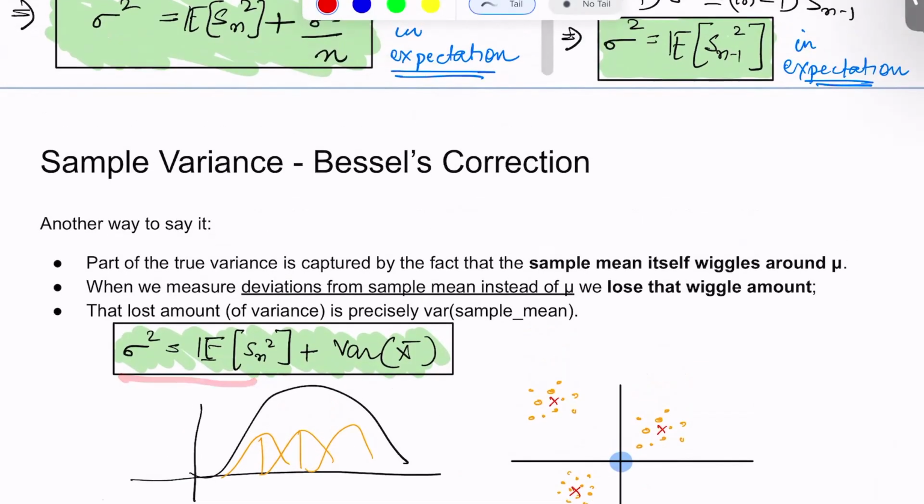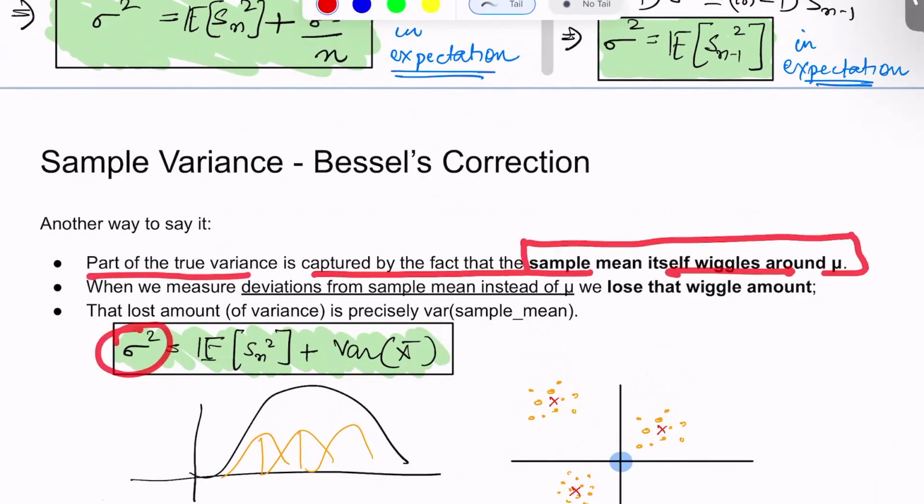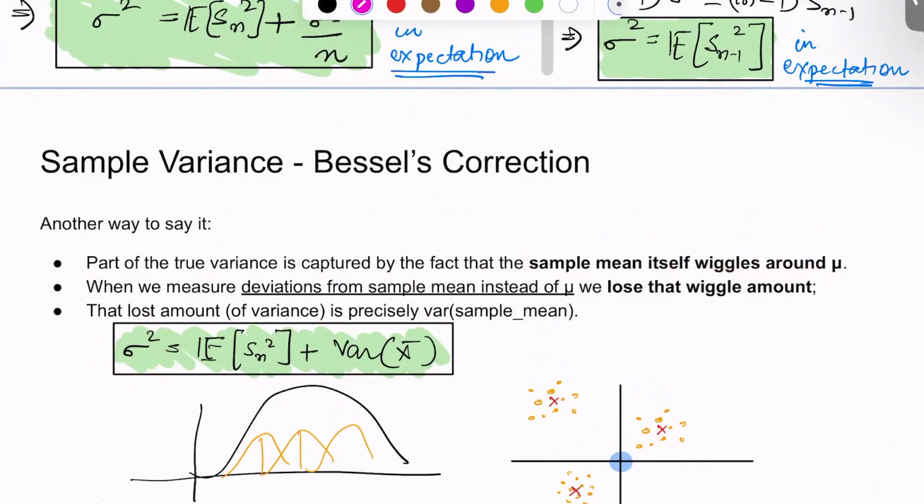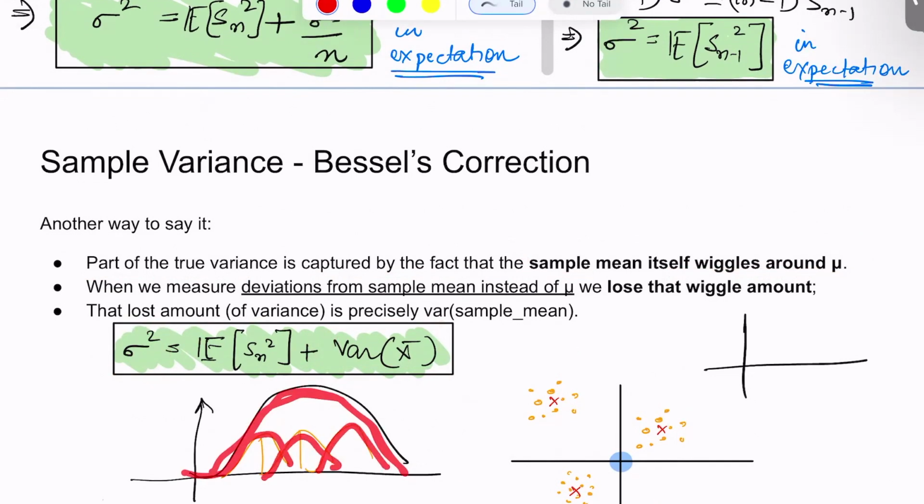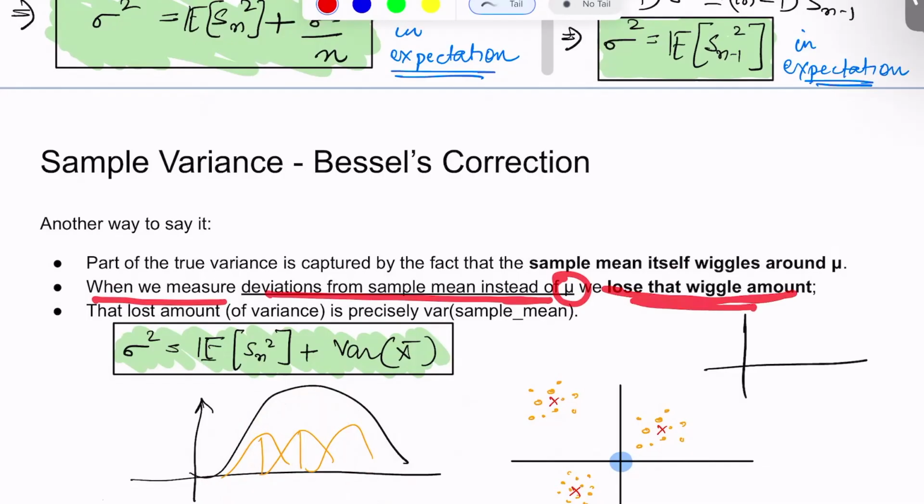The equation says that the population variance is equal to the expected value of the sample variance plus the variance of x bar. So it can mean that a part of the true variance, that is the population variance, is captured by the fact that the sample mean itself wiggles around mu. We have already observed that if we keep drawing different sample sets from the population distribution, the mean is going to move around here and there, and that variance is captured by the sample mean itself. If we measure the deviations from the sample mean instead of mu, we lose that amount of wiggle.